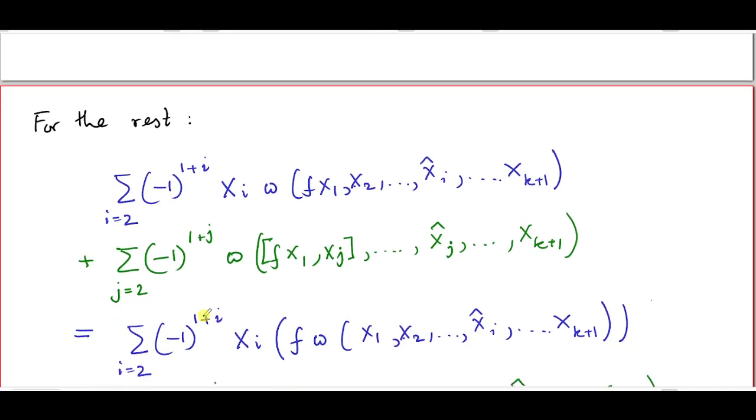And here, the first piece is easily seen to be xi acting on f times omega acting on the rest of the arguments, simply because omega, as we have said over and over again, is a (0,k) tensor, so it is C-infinity multilinear.